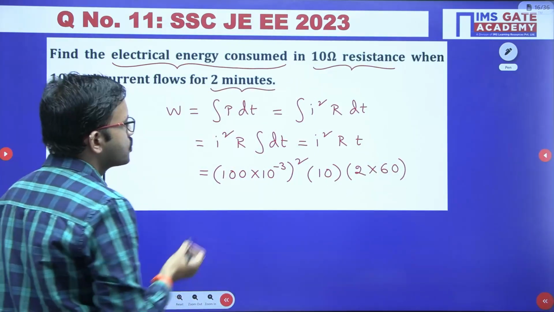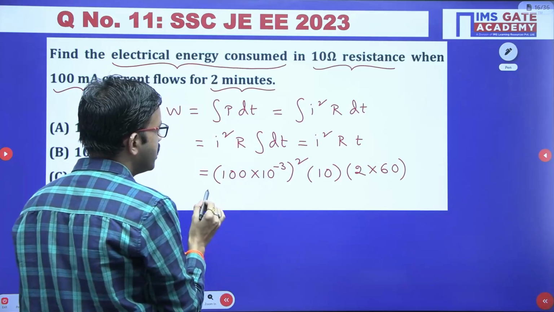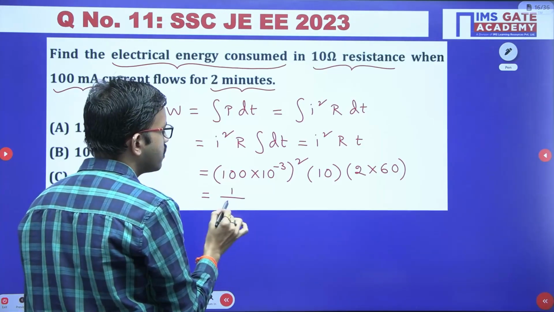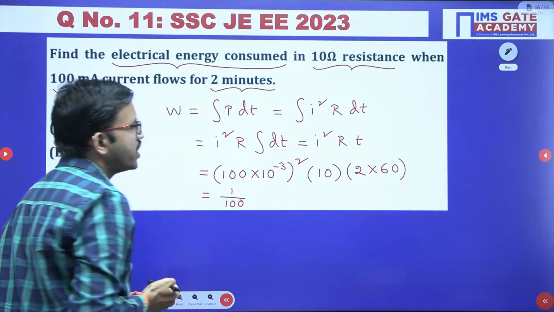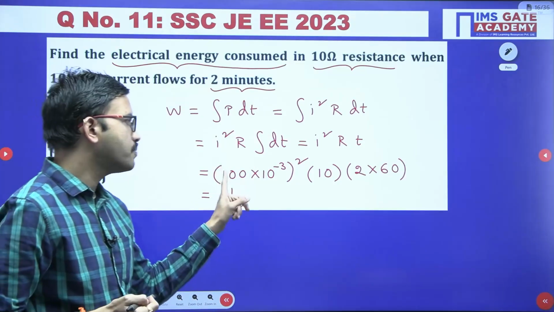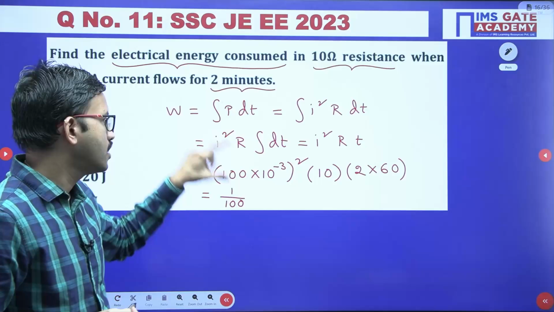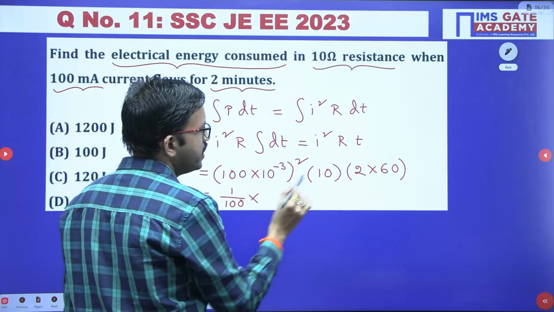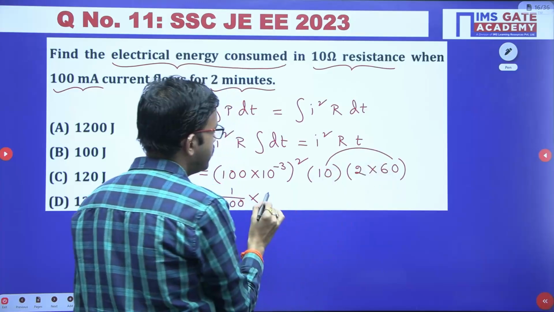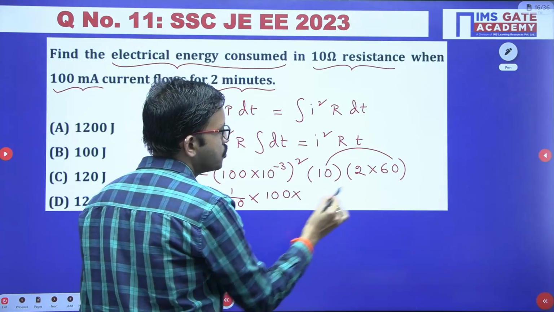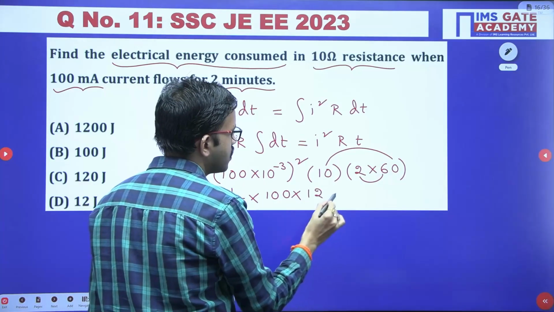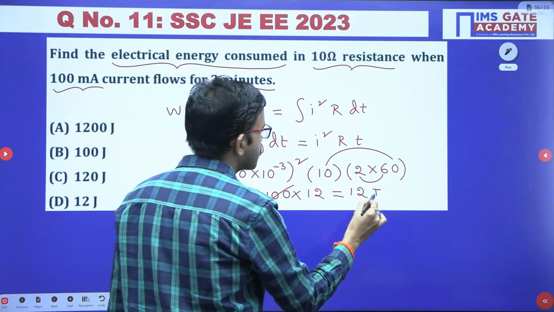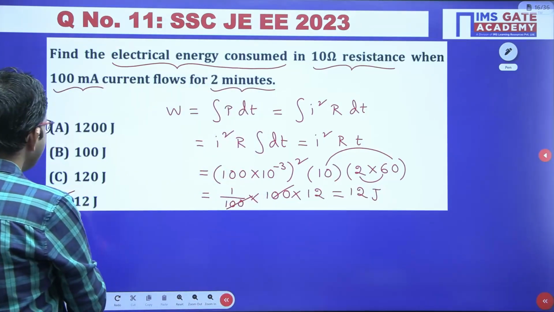So 100 into 10 power minus 3 means 10 power minus 1, whole square. I am writing it as 1 by 10, and 1 by 10 whole square is 1 by 100. Then you have 10 into 10, that is 100, and then 2 into 6, that is 12. So the 100 will get cancelled and you get 12 joules. So option D is the correct one.